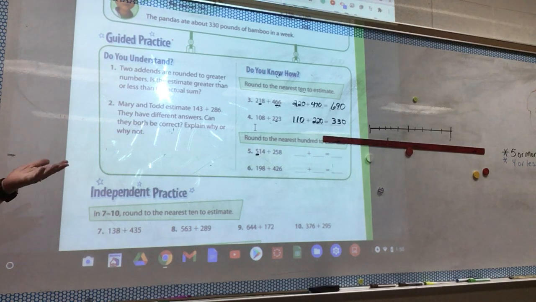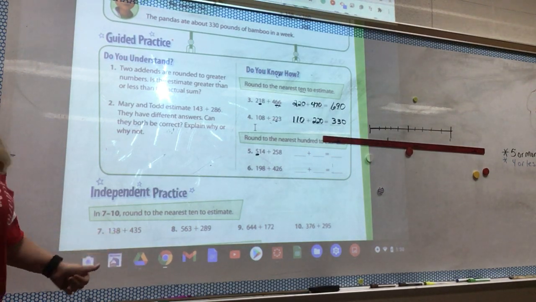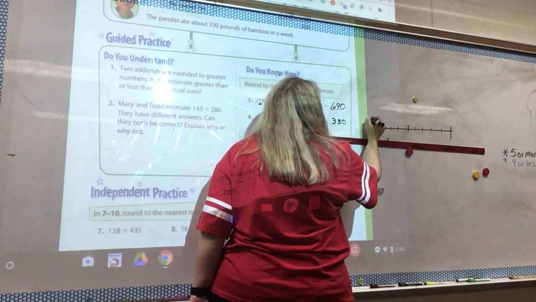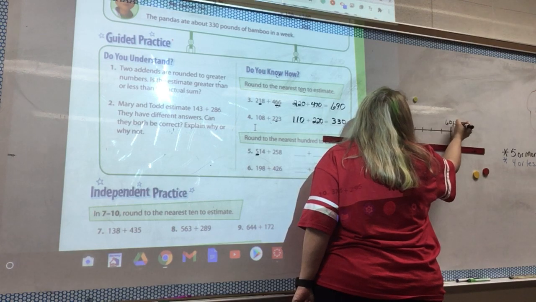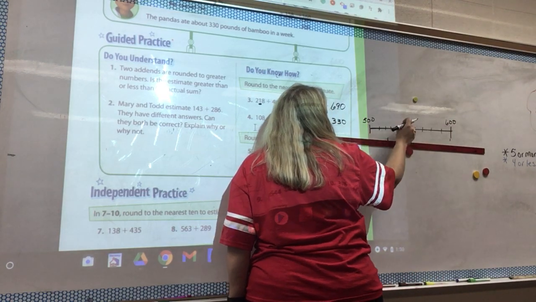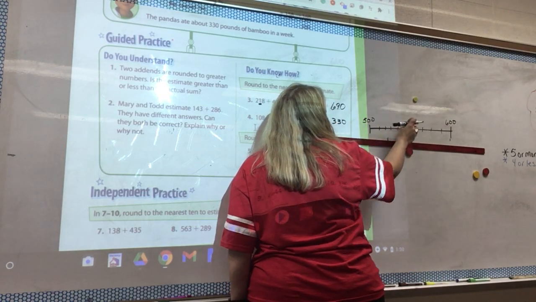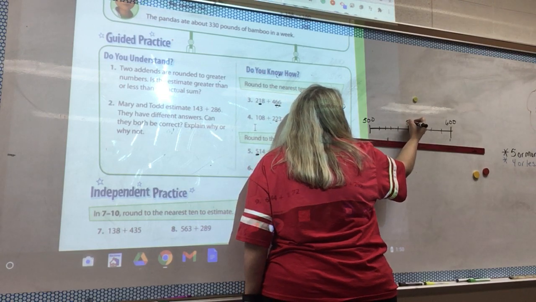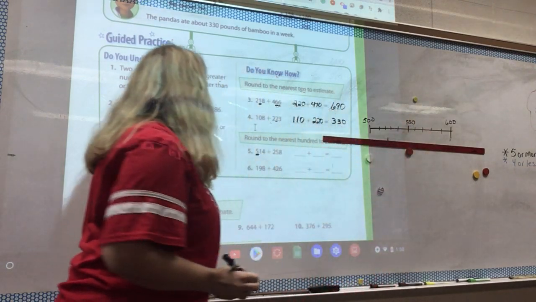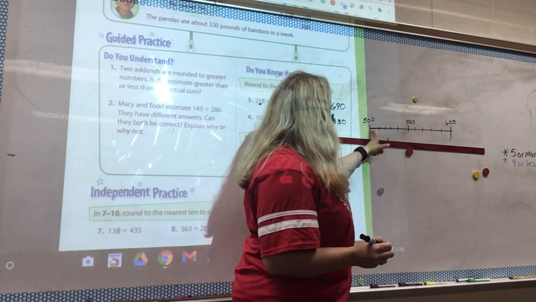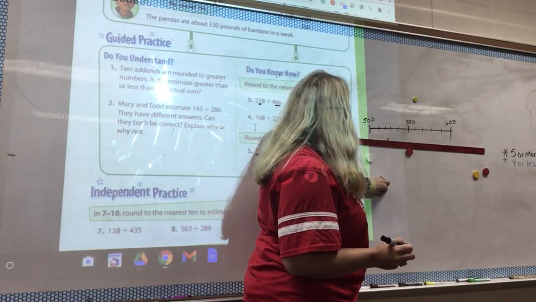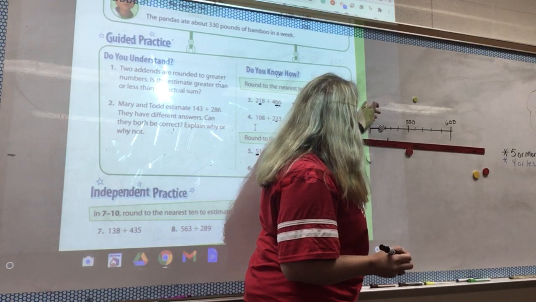So my first benchmark's going to be 5 what? 500. My second benchmark's going to be what? 600. Because we're doing hundreds now, half of 100 is 50. So here in the middle, I'm going to take 500 plus 50 and get 550. Okay. So I have 514. Remember, these are 10s now. So this is like 510, 520. So 514 is going to be somewhere like right here.